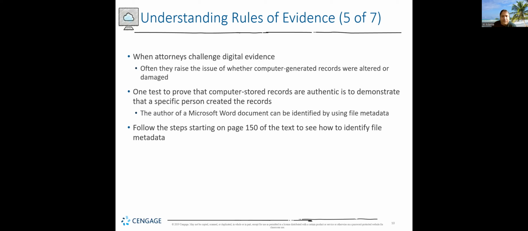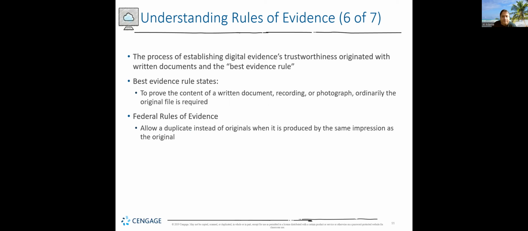Off we go to the races. On to slide 6. The process of establishing digital evidence's trustworthiness originated with the written document and the best evidence rule. So this is old school. This is like when forensics first came around.